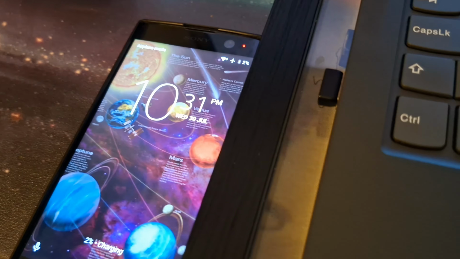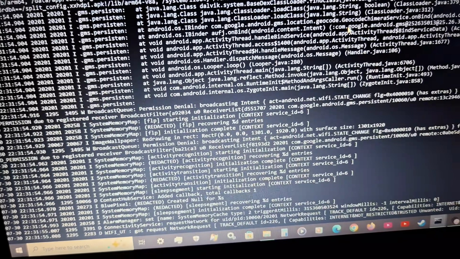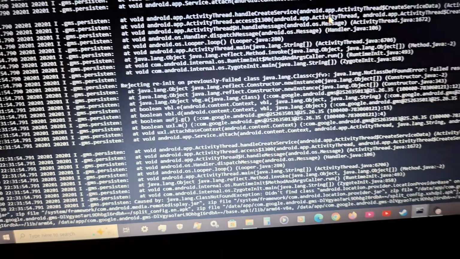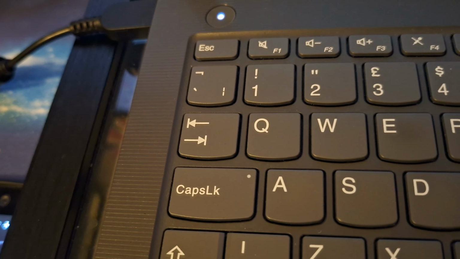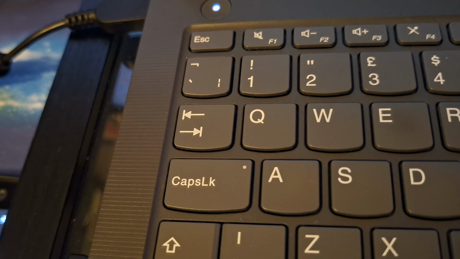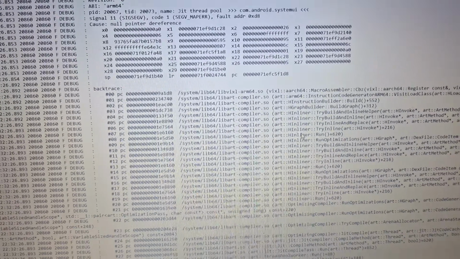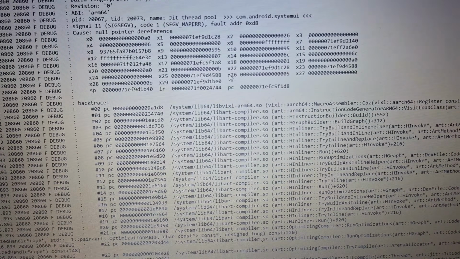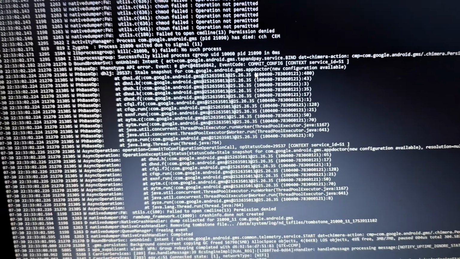Okay, the system UI has now crashed. So now let's go to the Logcat and see what it says. So here is the system UI crash log. I am now going to copy this to ChatGPT and see what it says.